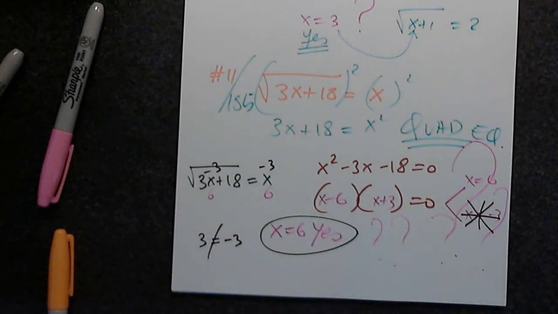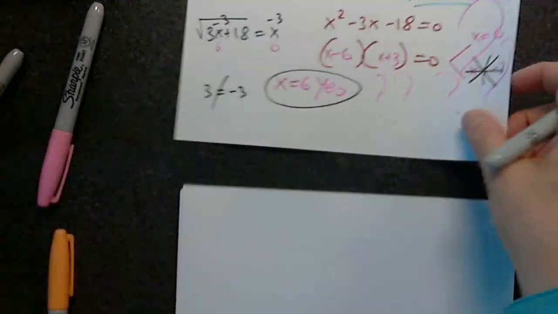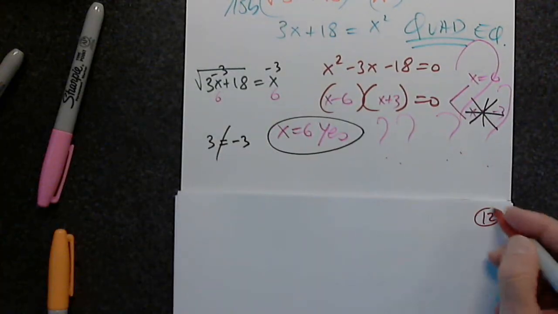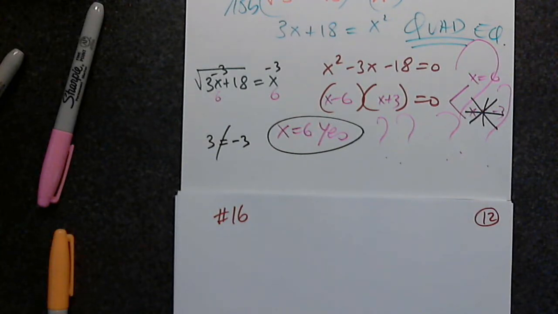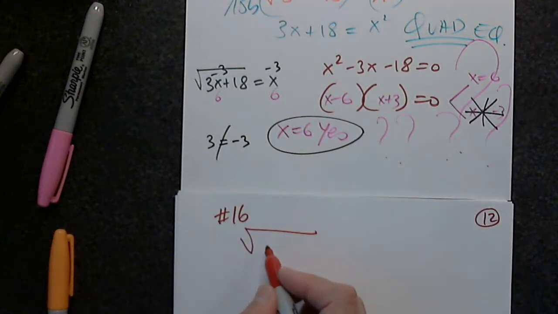I don't want to move on to another equation. I think we should just choose one more to work on. And then we'll stop. Let's look at 16. This is a slightly more difficult situation. You'll see in a moment why.